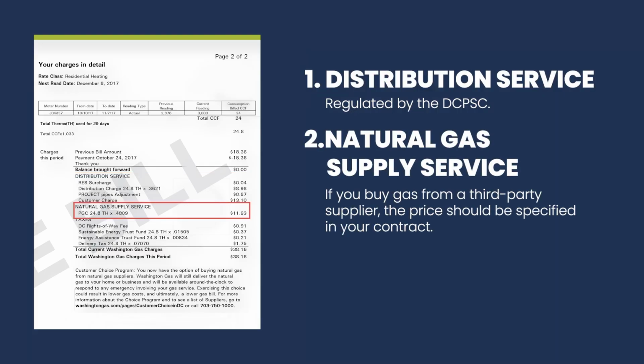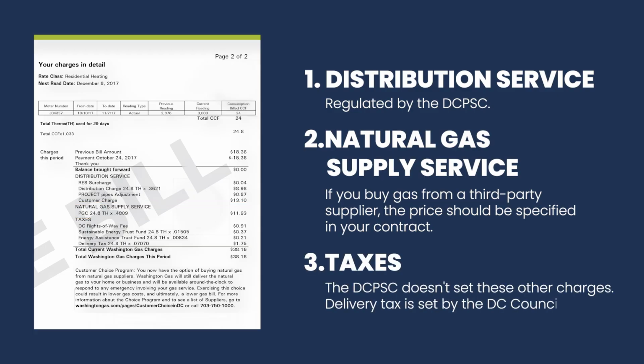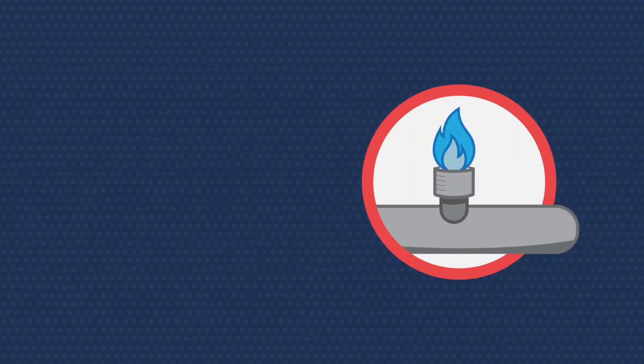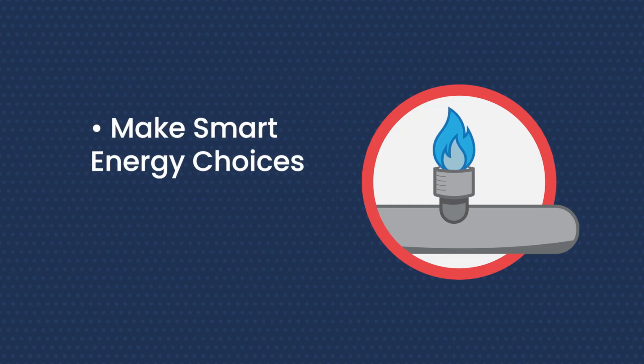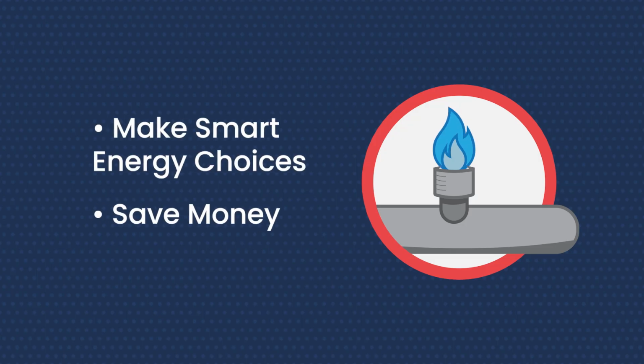Second, Natural Gas Supply Service, the cost of purchasing the gas itself and transporting it to the gas company. And third, taxes. The DCPSC doesn't set these other charges. Delivery tax is set by the DC Council. Understanding your gas bill helps you make smarter energy choices and potentially save money on future bills.